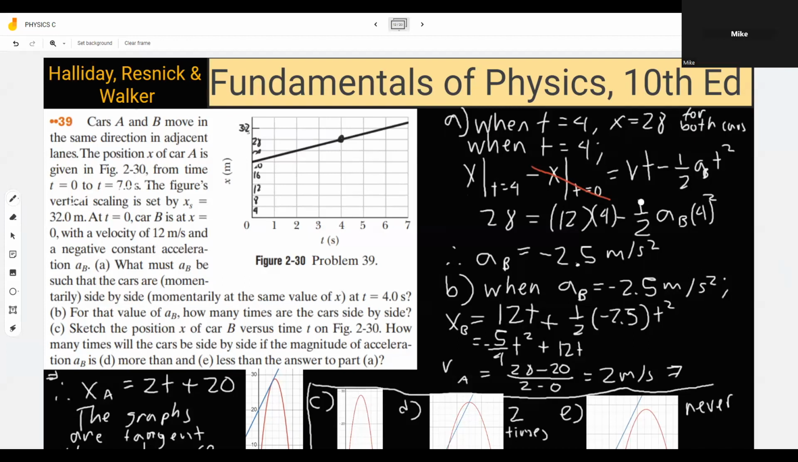So, x at t equals 4 minus x at t equals 0. So, 28. So, 12 times 4 minus 1/2 A sub B times 4 squared. Yan. Tingnan natin bakit? Kaya, sige, calculate ko lang.